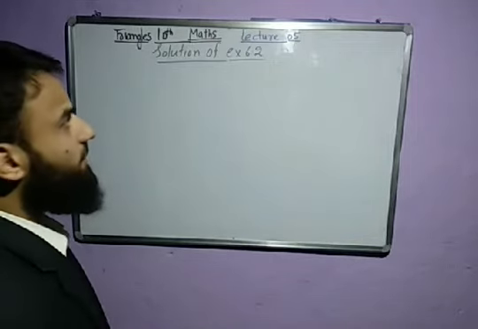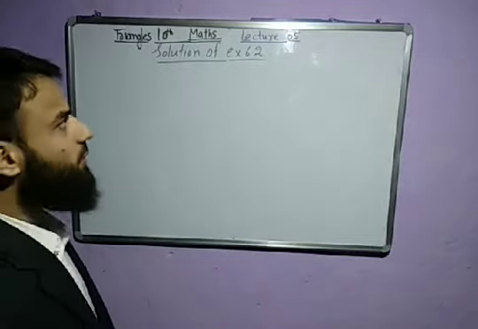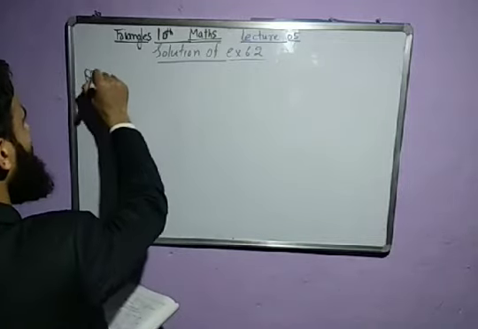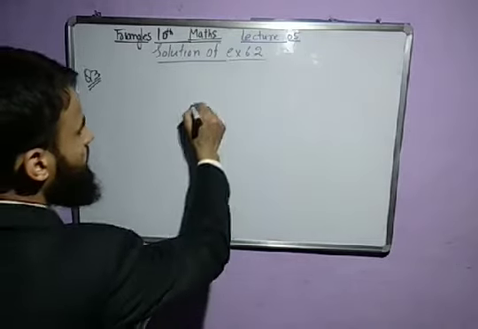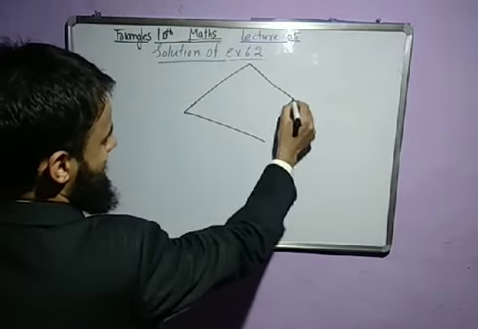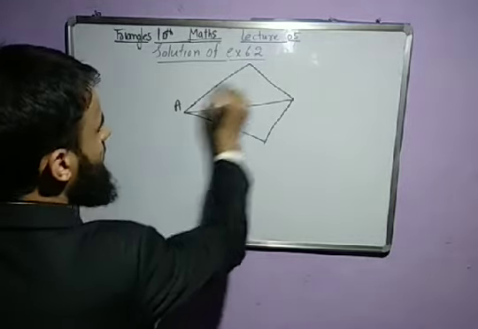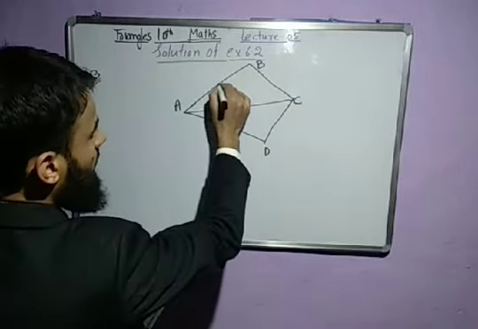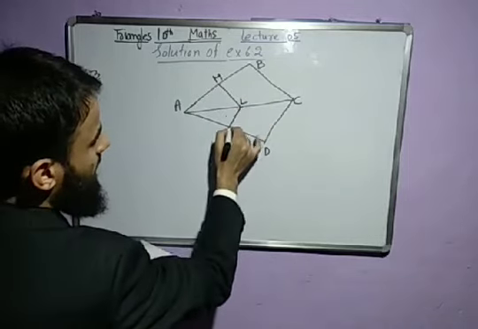In this lecture number 5 of the triangles, I am going to discuss the further questions of exercise 6.2. So let's now discuss question number 3. It says that in figure 6.18, let's draw a figure. So this is my figure A, and this is my B, and this is my C, and this is D, and this is my M, and this is L, and this is N.